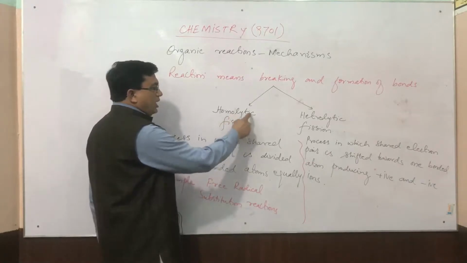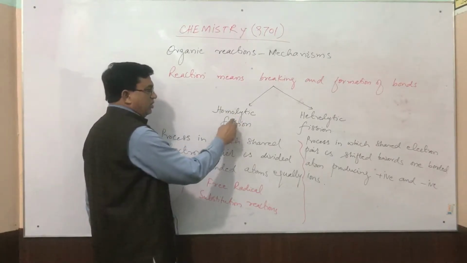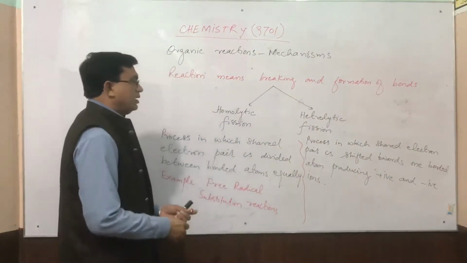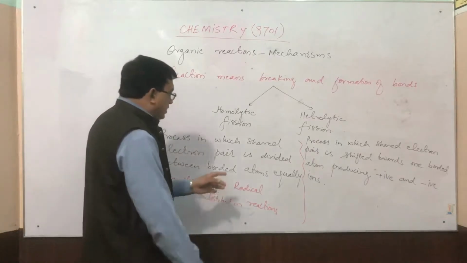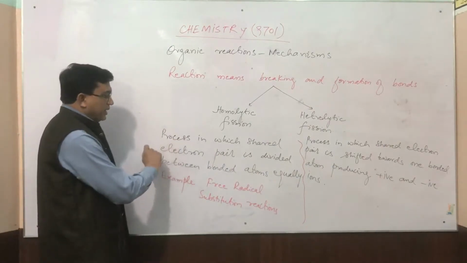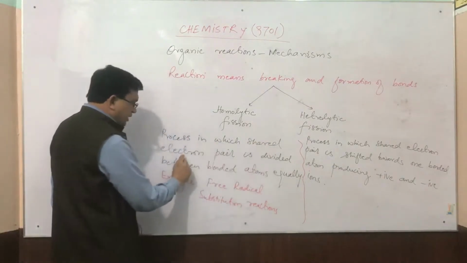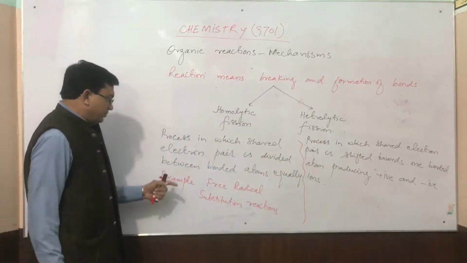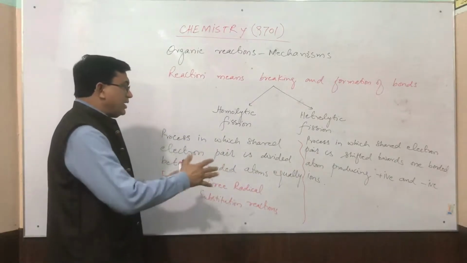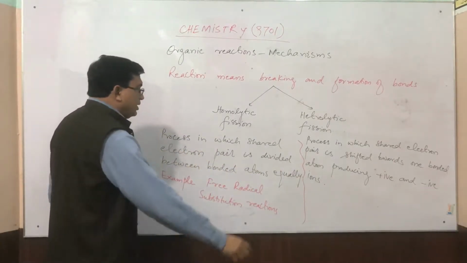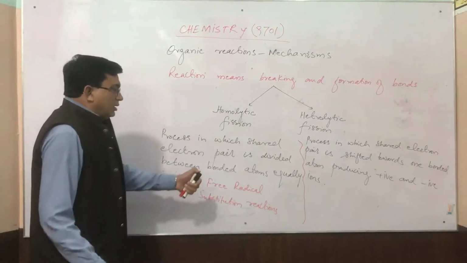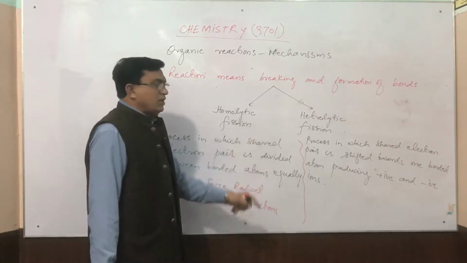One is called homolytic fission. Homo means same. And the second is heterolytic fission. According to the definition, homolytic fission is the process in which the shared electron pair is divided between bonded atoms equally. When a bond is broken and the shared electron pair is divided between bonded atoms equally, this is called homolytic fission.